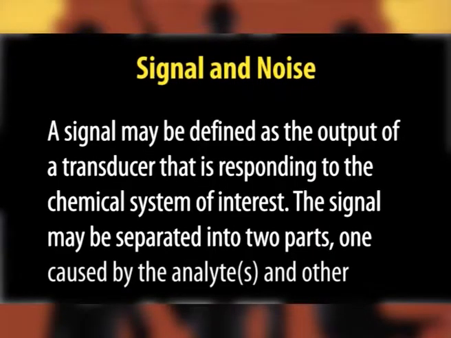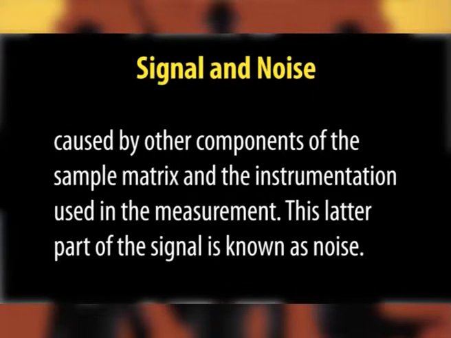Primary standard is a pure and stable compound and it also has a high molecular weight. The main function of secondary standard is to calibrate the primary standard. Signal and noise. A signal may be defined as the output of a transducer that is responding to the chemical system of interest. The signal may be separated into two parts, one caused by the analyte and the other caused by the components of the sample matrix and the instrumentation used in the measurement.